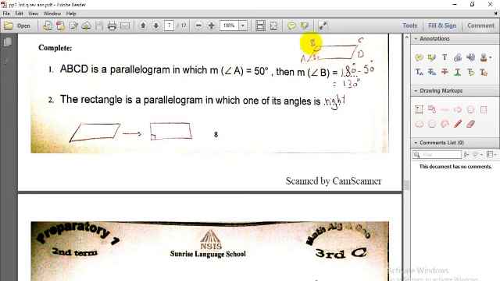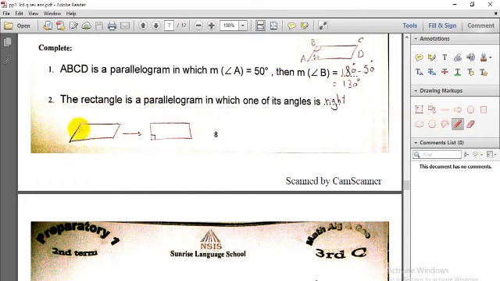B is what? Consecutive angle. A and B are two consecutive angles, so both of them equal 180. So if I need angle B, it will be 180 minus 50, it will be 130. Okay? Very good.